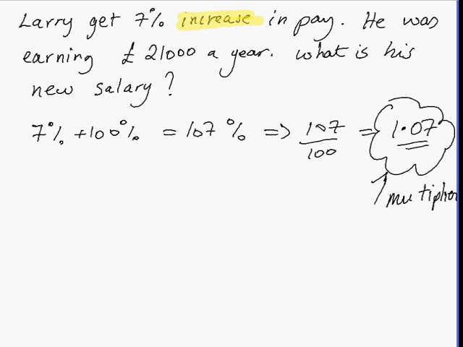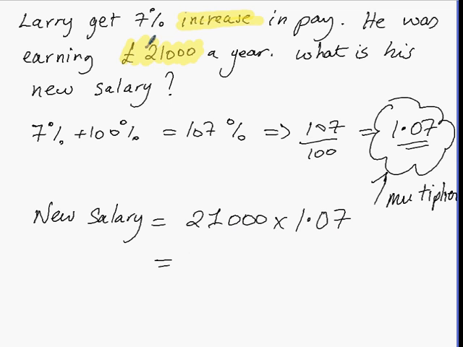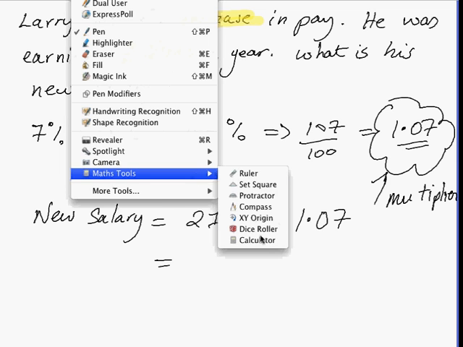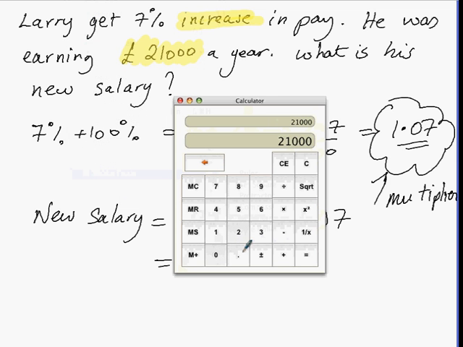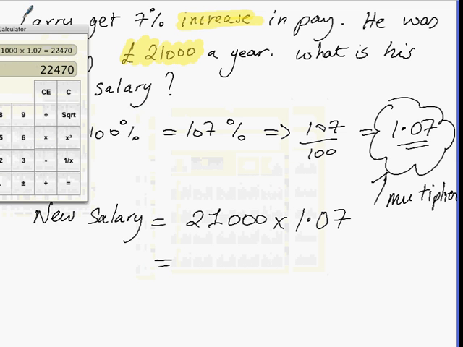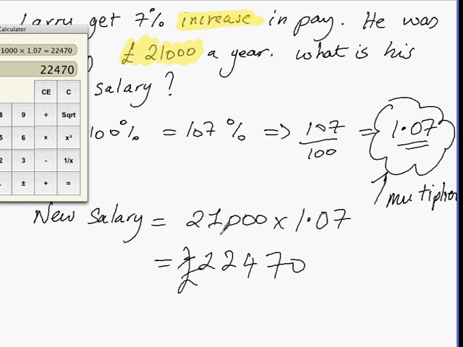So I'm going to use that number and multiply it by my original salary. And I know for a fact that my original salary is £21,000. So I'm going to go ahead and say, well, my new salary is £21,000 times the multiplier, which is 1.07. And again, let's take the calculator and do 21,000 times 1.07. And my new salary now is going to be £22,470. A nice increase, by the way. So that's how you do percentage increase.